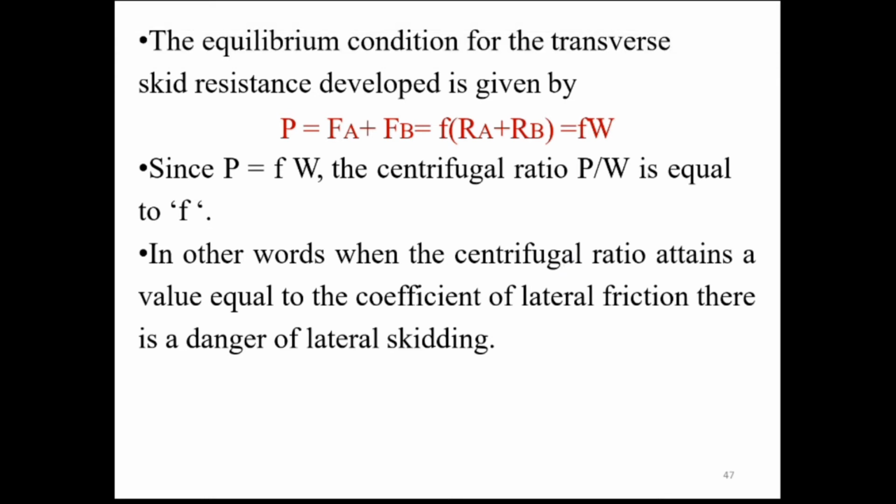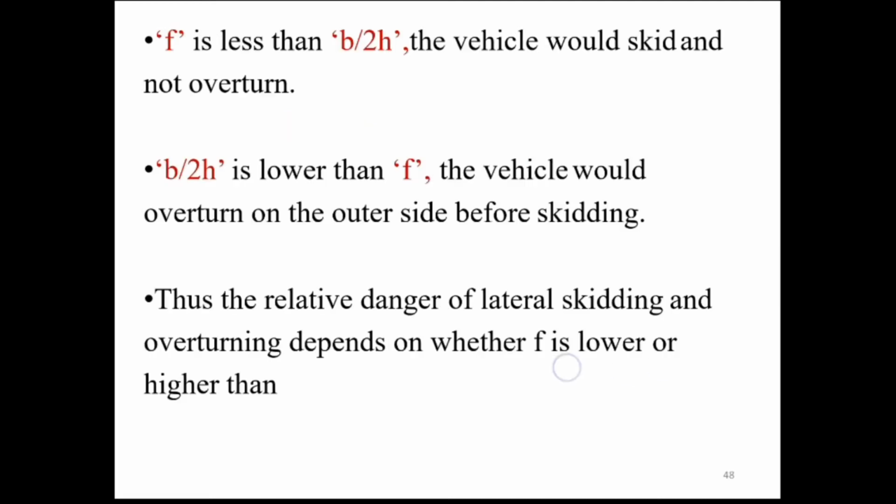Since P equals F into W, the centrifugal ratio P by W is equal to F, and F is the coefficient of friction. So in other words, when the centrifugal ratio attains a value equal to the coefficient of lateral friction, there is a danger of lateral skidding.